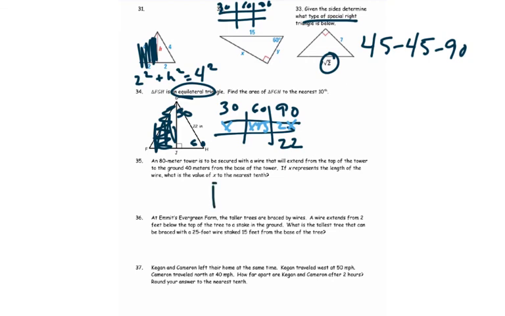35 through the bottom are all super easy. It's all Pythagorean theorem. An 80-meter tower is secured with a wire that extends from the top of the tower to the ground 40 feet from the base. How long is the wire? 80 squared plus 40 squared equals x squared.